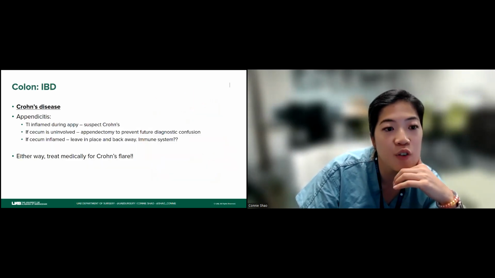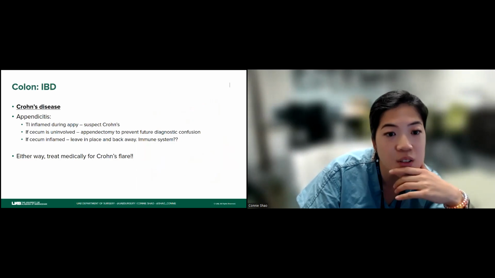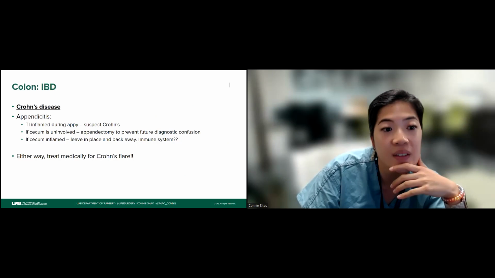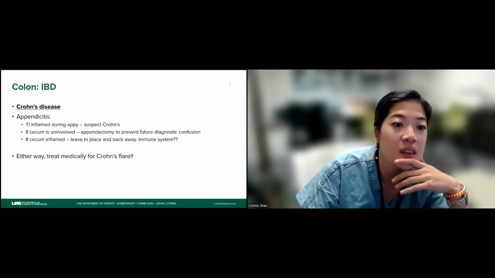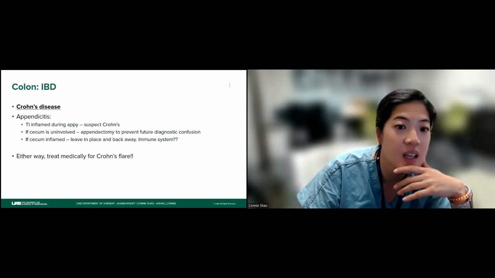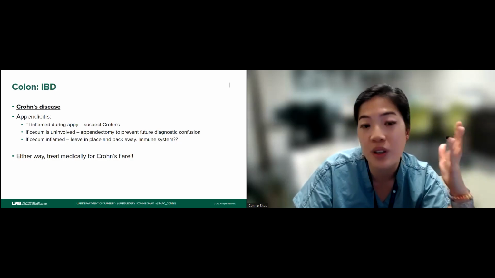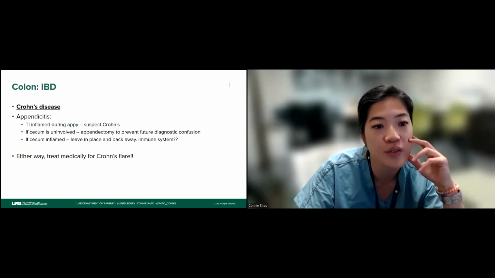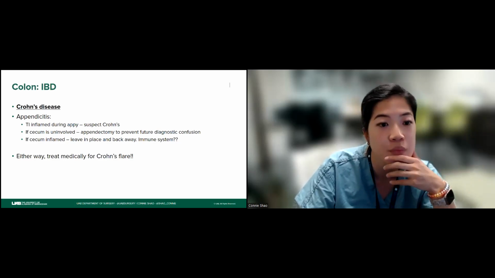For Crohn's disease, if you have appendicitis and you have terminal ileum inflammation, you need to suspect Crohn's. So if the cecum is uninvolved, you can take the appendix out to prevent future diagnostic confusion. But if it is inflamed, you want to leave it and back away. There's a lot of literature that's shown that if you're concerned for Crohn's and you do an appendectomy, it really increases your risk of a fistula in the future. So either way, you should treat medically for a Crohn's flare, but you don't want to make Crohn's worse by doing an appendectomy in the setting of suspected Crohn's.